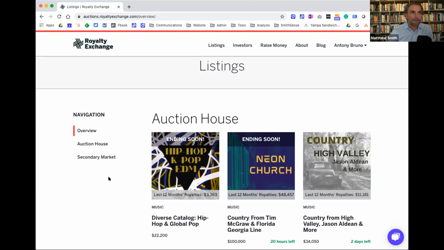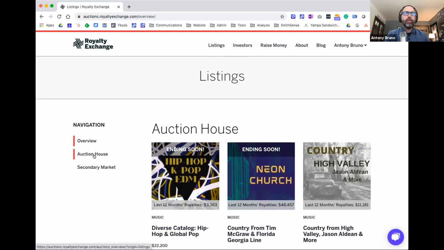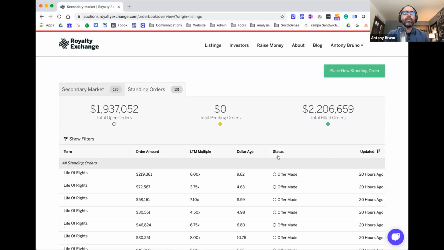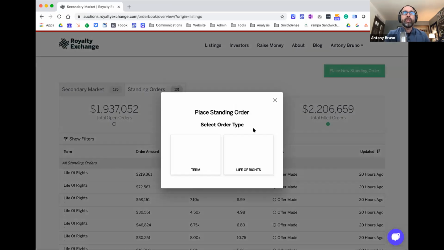So I'm going to do the quick walkthrough here so they can see exactly how this would work. This is our listings overview page, which I'm sure many of you are familiar with. Obviously, many of you have gone to the auction house before. To place a standing order, you would go to the secondary market first, and there's a tab here that says standing orders. As you can see, you will select that. Here is where you'll see the standing orders that are currently there. As you can see right now, there's a total of 1.9 million in open orders and a total of 2.2 million in filled orders. To place a new standing order, you would go up here where it says place new standing order and simply select that.